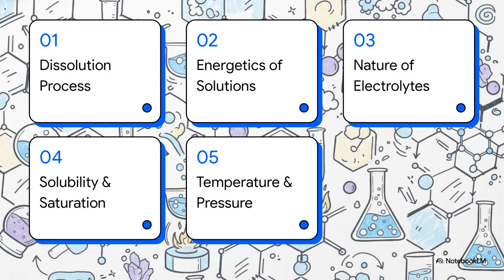Here is our roadmap. Number 1, the process of dissolution. 2, the energetics of solutions. 3, the nature of electrolytes. 4, exploring solubility and saturation. And finally, number 5, temperature, pressure, and Henry's law. Let's get right into it.